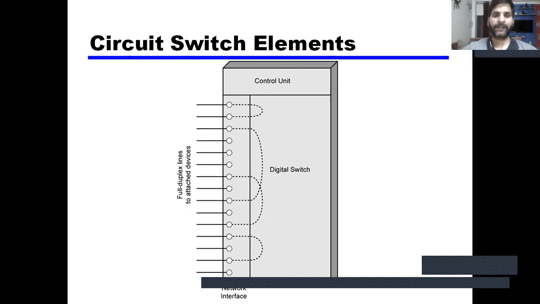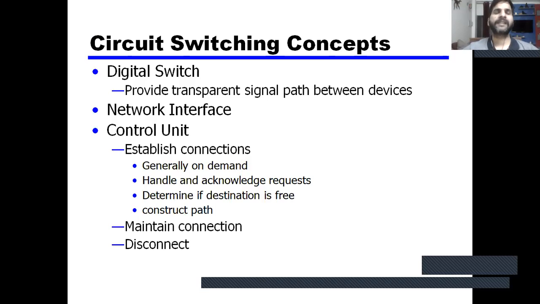So circuit switch elements are like this. There is a control unit, and a full duplex line to the attached devices, and digital switches are interconnected to each other like a network interface. In the circuit switch concept, the digital switch provides a transparent signal path between devices and the network interface. The control unit establishes the connection, generally on demand, handles and acknowledges requests, determines if the destination is free, and constructs the path. It also maintains the connection and disconnects.